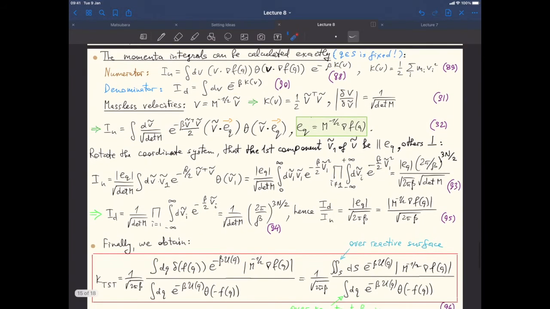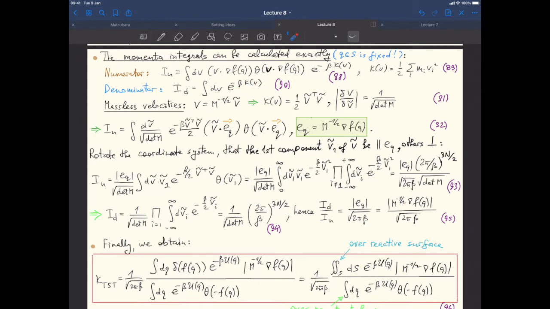So in the numerator, we have this velocity integral to calculate. This is the kinetic energy here in the exponent. This is the Heaviside function to ensure that velocity is directed towards the product basin. And this is the dot product of the velocity and the normal to the dividing surface. In the denominator, we have a simple integral just of the kinetic energy in the exponent.